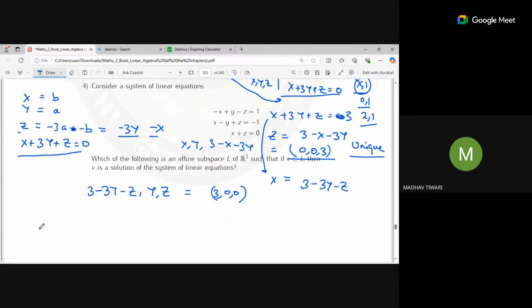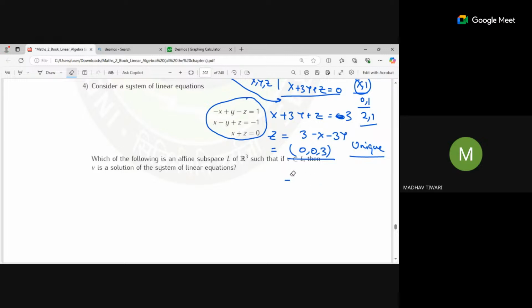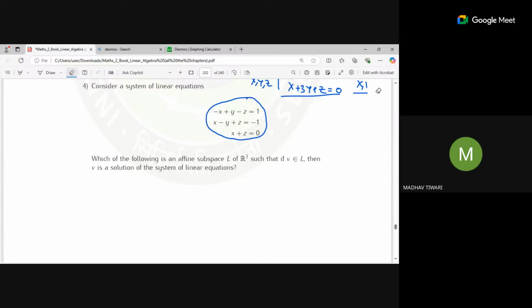Next is this one. In this, you can see that three equations are given here. Let me erase the other parts. Is that clear why it is not unique and that part? If you are not getting it, then I can explain it again. No? Okay. Then let's solve this question.